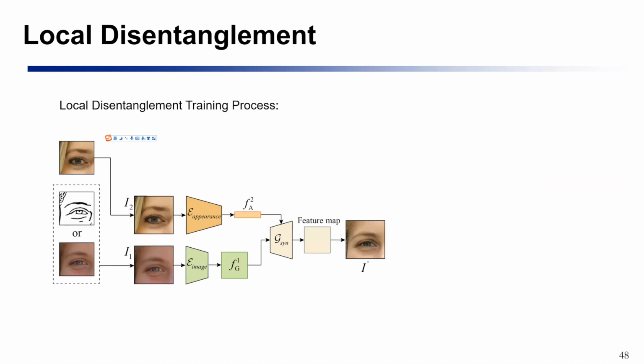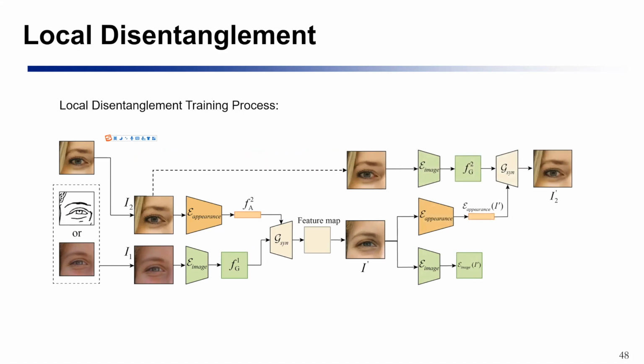To train the local disentanglement module, we first train the geometry encoder as described before. Then we fix the weight of the geometry encoder and train the appearance encoder and the image synthesis generator. During the second training stage, we use a swapping strategy to disentangle geometry and appearance of the image. We extract the geometry feature from image 1 and the appearance feature from image 2 to generate a new image. We utilize a geometry loss to constrain it to have the same geometry structure as image 1. We also extract the geometry feature of image 2 and the appearance feature of the generated image. Then we use a cycle loss to ensure it reconstructs image 2.